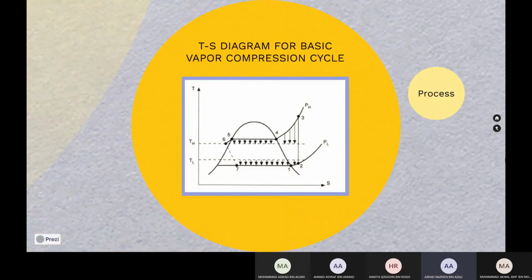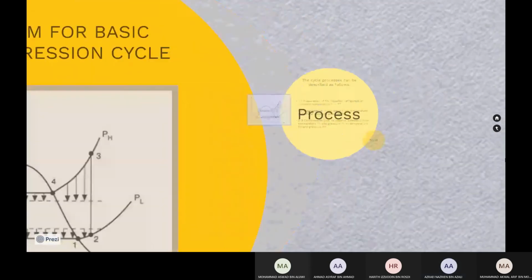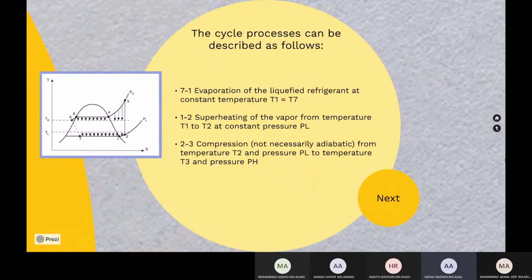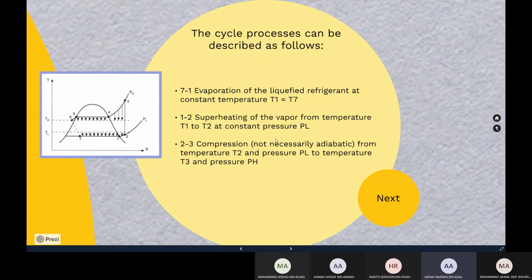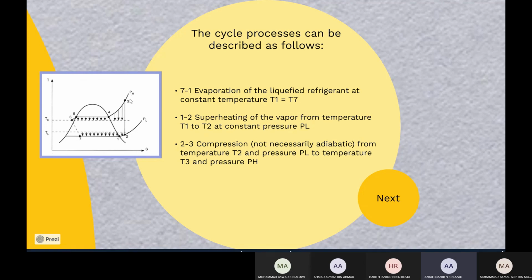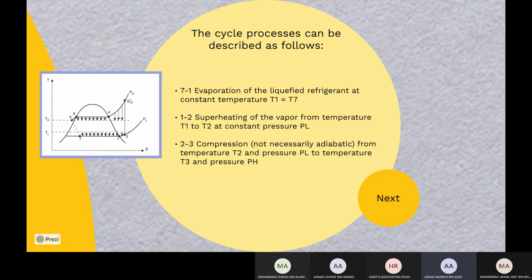Okay, this is the T-S diagram for the basic vapor compression cycle. The cycle process can be described as follows. Based on the diagram, 7 to 1 is evaporation of the liquefied refrigerant at constant temperature T1 equal to T7. For 1 to 2, superheating of the vapor from temperature T1 to T2 at constant pressure PL. For 2 to 3, compression, not necessarily adiabatic, from temperature T2 and pressure PL to temperature T3 and pressure PH.